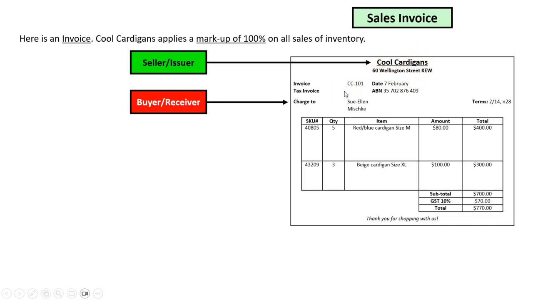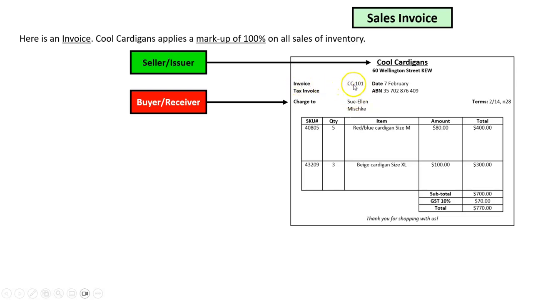Who are they selling or making a credit sale to? Well, that name will usually be underneath the top. So the name somewhere further down on the invoice is usually the buyer or the receiver of the document. And in this case, it says Sue Ellen Mishke. And we need to be able to read these in the real world as well, because this is how business is done. It's not done with a list of transactions like you might get in the textbook. It's done with documents.